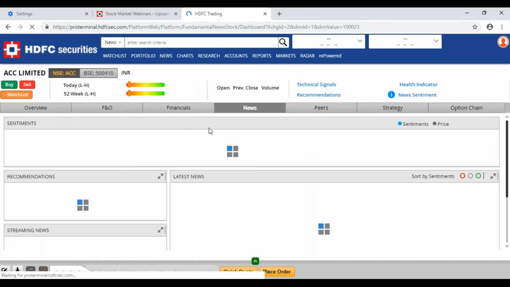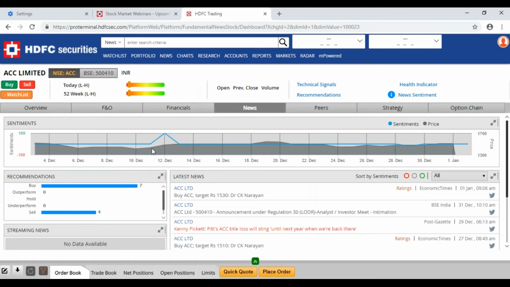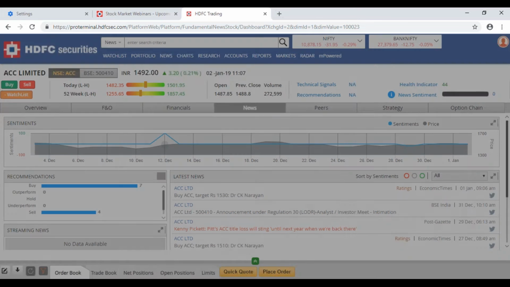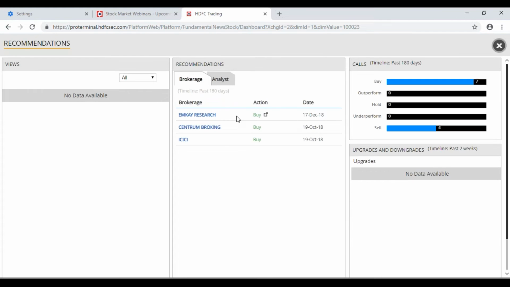In this section you will see real-time news which are coming, and basis the news, the price movement, you can see this chart over here and the trending and latest news over here. This column represents the recommendations. So you expand it. This will say that MK, Centrum and ISEC have been given a buy call for the stock, and about analyst Kunal Bothra and Manas Jaiswal was talking about selling.